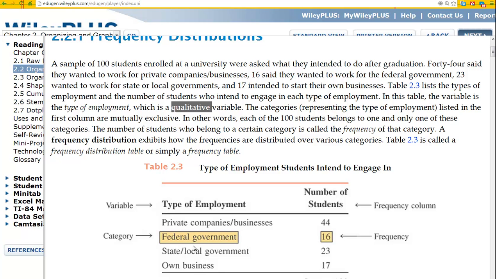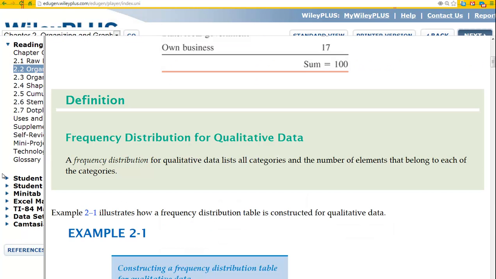Now, along with the different levels here, or different values, we have the frequency. We call this column the frequency for our particular set of data. We had 100 students. So 44 said this, 16 said this, 13 said that. And the sum of these numbers is 100, of course. And this is called a frequency distribution for qualitative data.